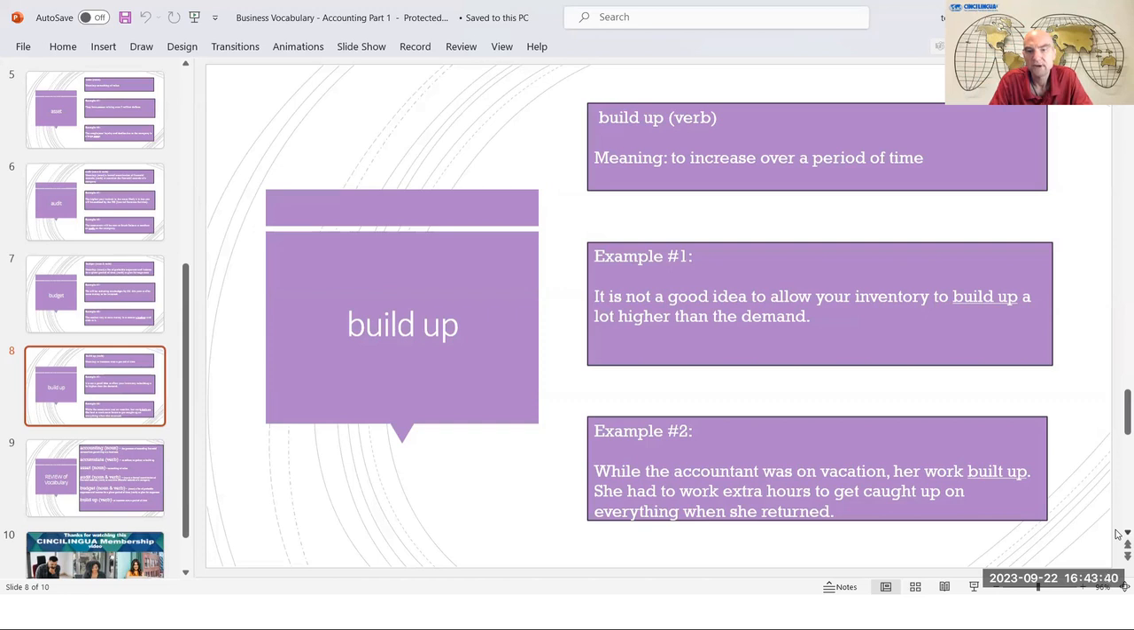Example number 2. While the accountant was on vacation, her work built up. She had to work extra hours to get caught up on everything when she returned. Okay. Her work accumulated. It piled up when she was on vacation. And this word is an irregular verb, so we want to remember that the base form is build, the simple past form is built, and the past participle form is also built. Build, built, built.